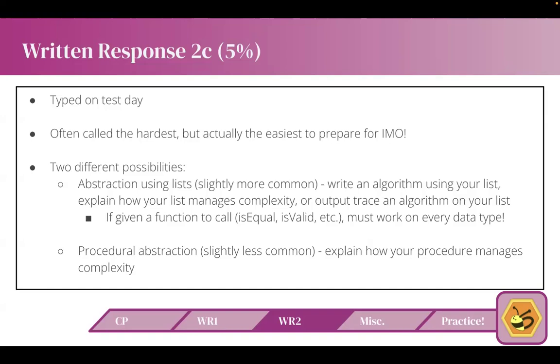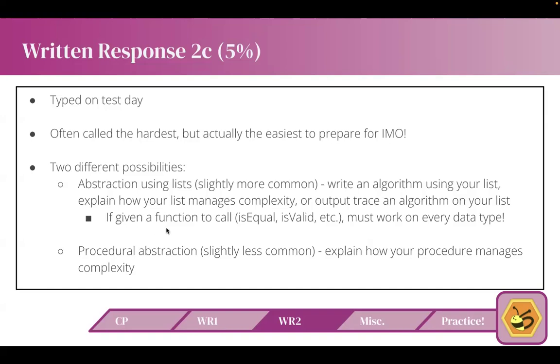There are two different possibilities that you could be asked about. The first is the more common, which is using lists to cause abstraction, right? Remember, abstraction just means having something really complex, for example, 15 different variables, and generalizing this to become only one variable, but using a list to go through each different one. They could ask you to write an algorithm using your list, explain how your list manages complexity, or trace the output of an algorithm on your list.